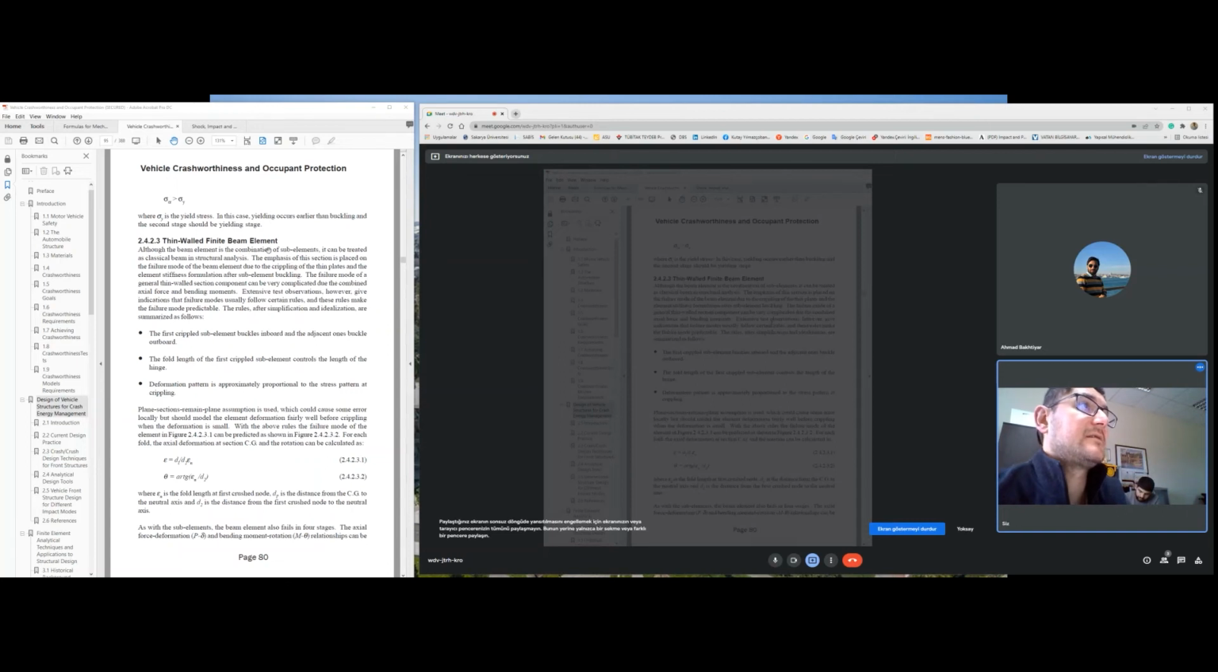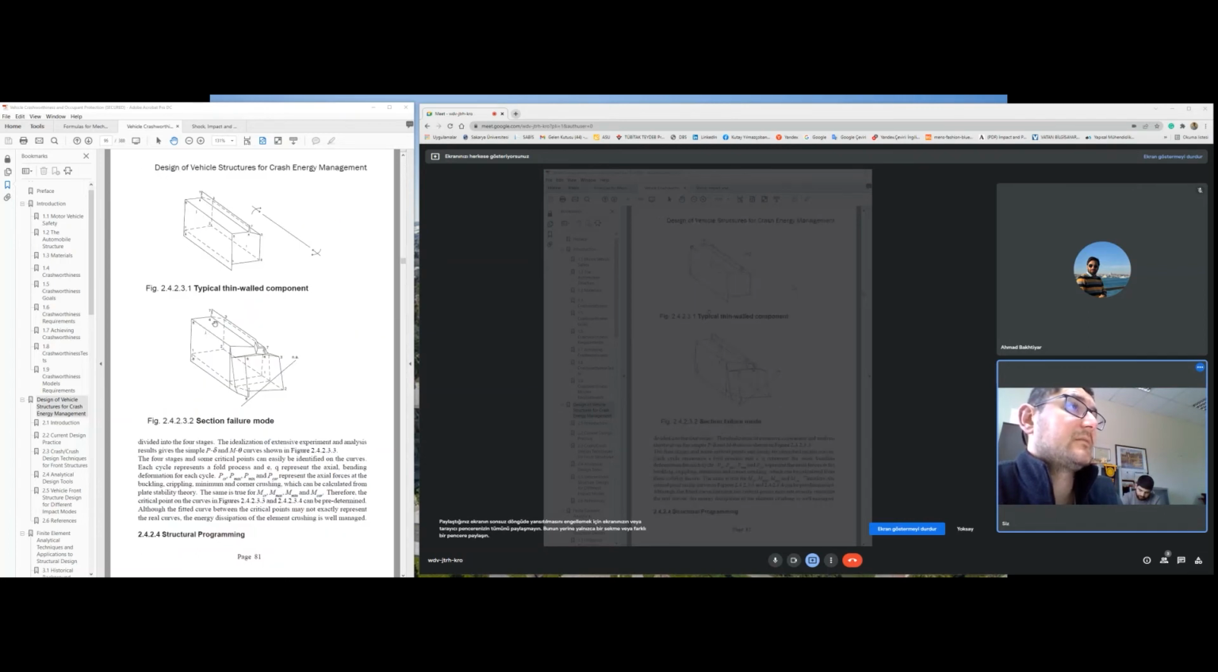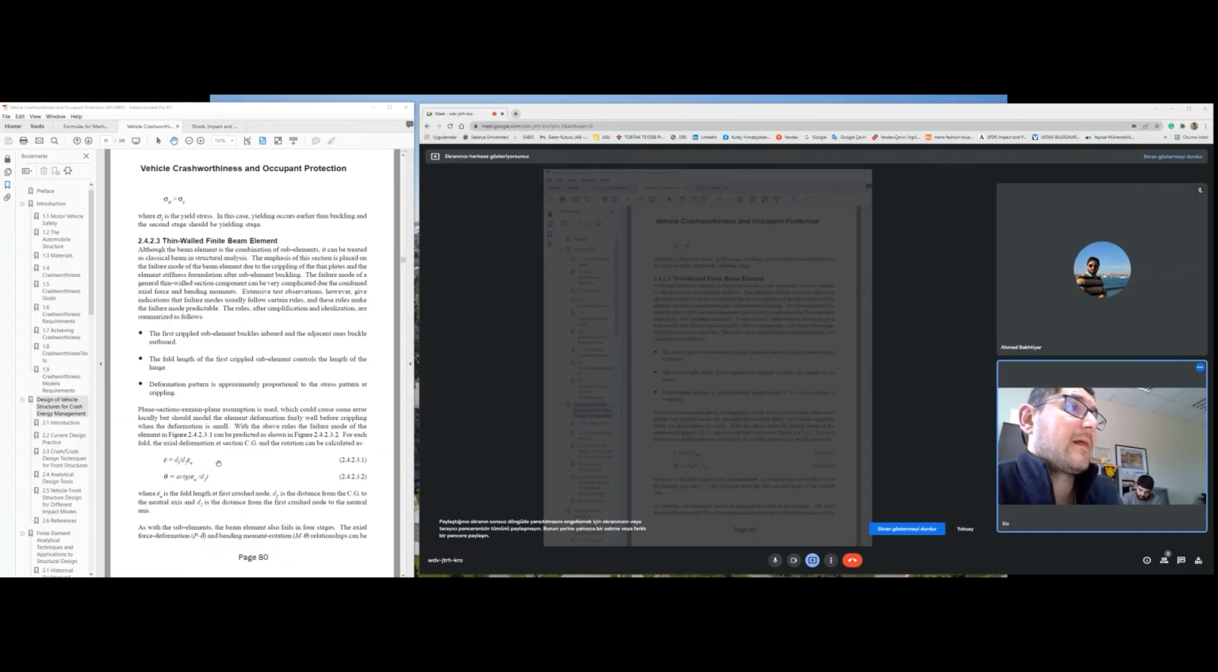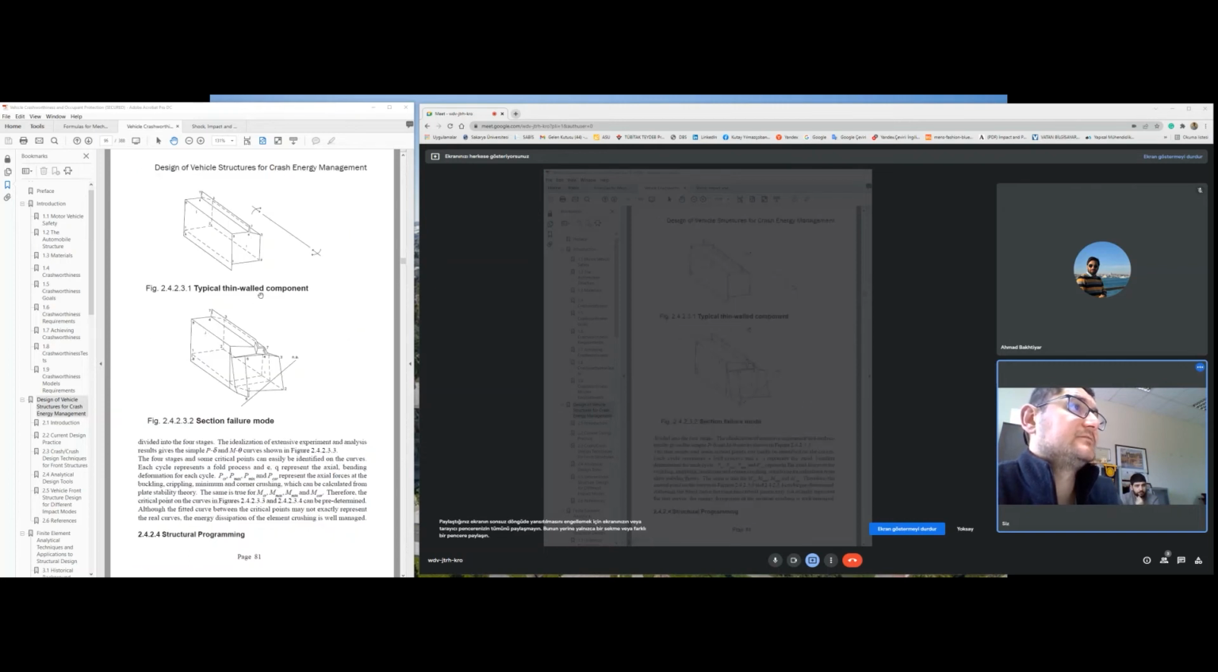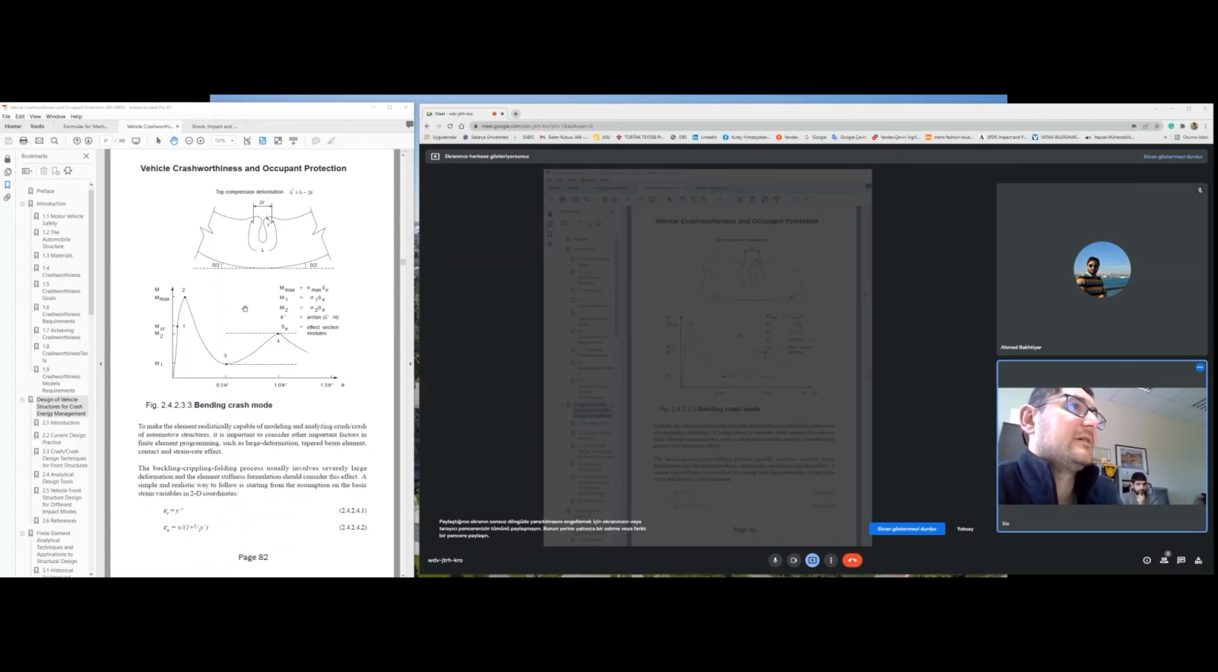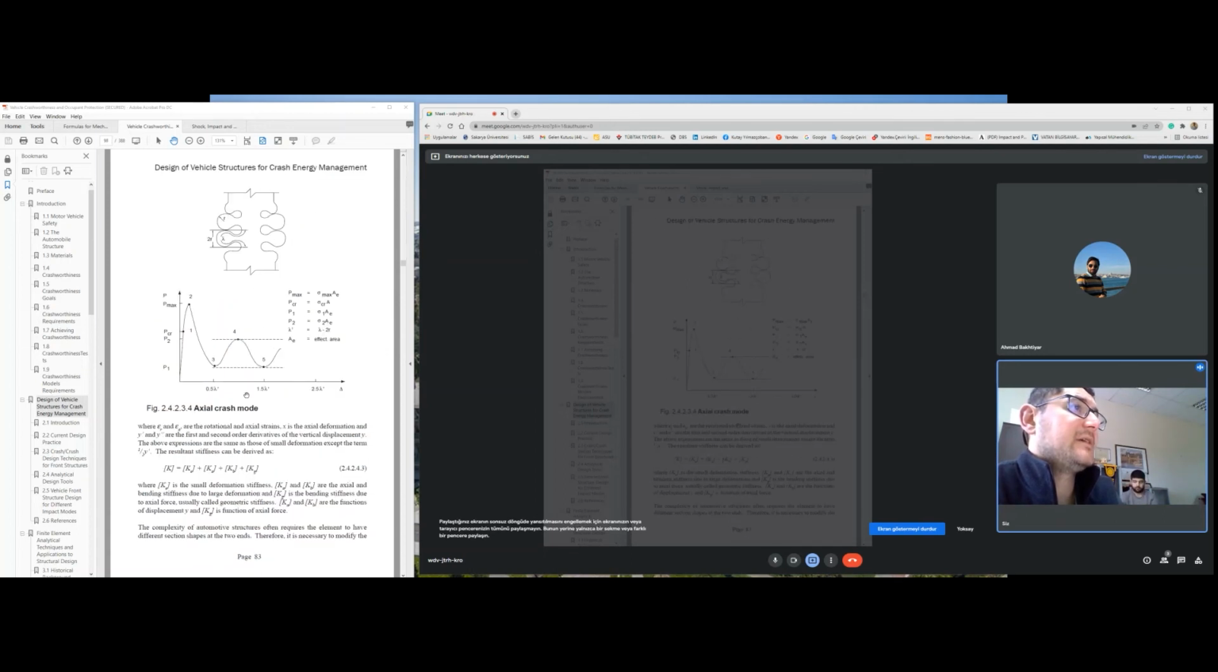Page 80. When sigma critical is bigger than sigma yield, and this is also talking about the rotations, deformation, angles, typical thin-walled component, and after the deformation you can see the failure mode, bending crash mode, axial crash mode.